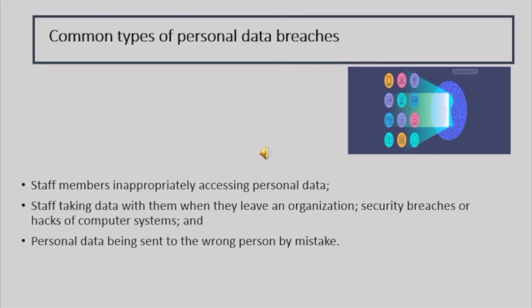The first one is staff members inappropriately accessing personal data of the customer. The second one is staff taking data with them when they leave an organization. Security breaches or hacks of computer systems may also be included in that. The third one is personal data being sent to the wrong person by mistake. Some common types of risk are identified: theft, discrimination, and reputational damage to the people whose data has been breached.